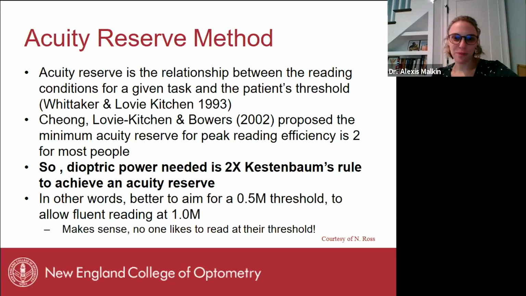And this makes sense. Nobody wants to read at their threshold. You know, I can read pretty small print. I'm a myope. I don't have my Kindle set to the smallest print available. I have it set to bigger than that because it's much more comfortable for me to read a little bit above my threshold. So the same principle applies to your low vision patients. You want to go past their goal print to make sure that they can read for extended periods of time.